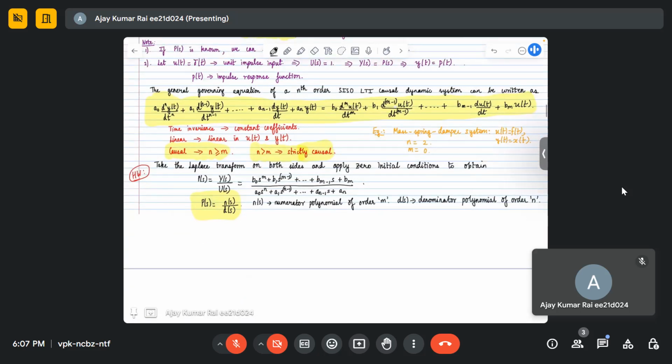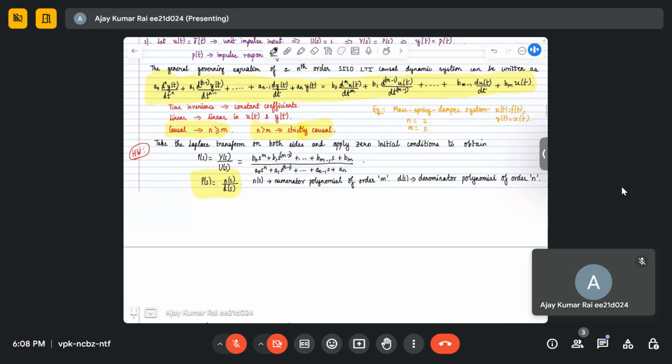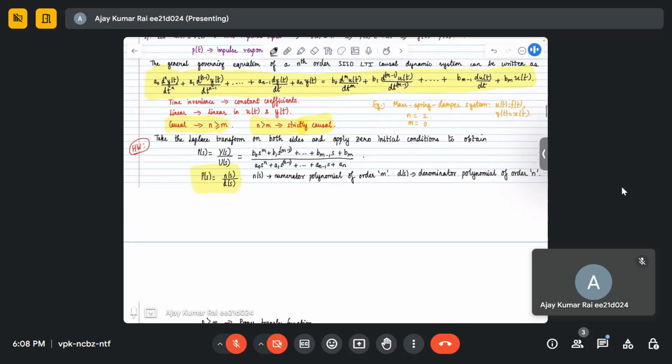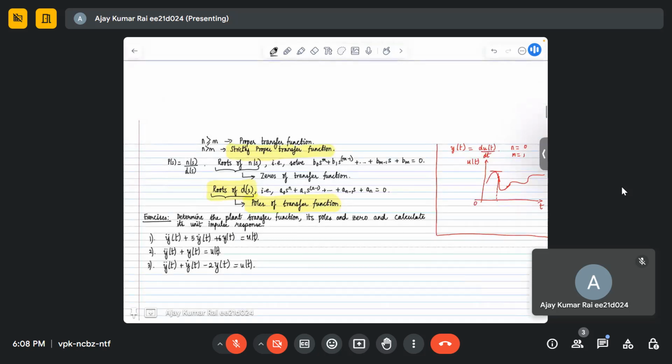We have a generalized equation. You see the highlighted part. This is the generalized equation where the coefficients are constant. For the causal system, we have defined the order. If n is greater than m, then we say this is a strictly causal system. In the lectures also, the professor has done some questions based on how you can say whether they are causal or not. So we have to remember this. Let me change this.